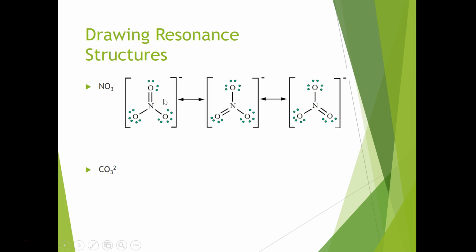Now, there's 3 resonance structures for the nitrate ion. We can see them here, one with a double bond pointing straight up, one with it off to the left, and one with it off to the right.